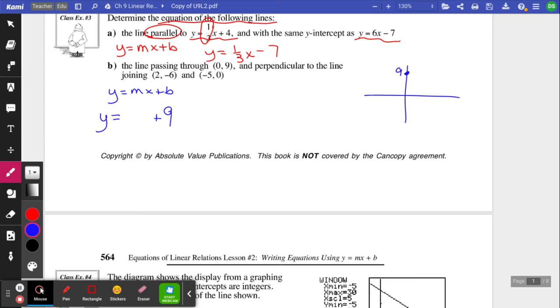Okay, so we're going to take these two points. This is x, this is y. Make sure you label. I'm going to go y minus y over x minus x. So let's go, how about 0 minus negative 6, and then negative 5 minus 2. You agree with me? I went the right direction. I was consistent, top and bottom. Remember how to find slope?